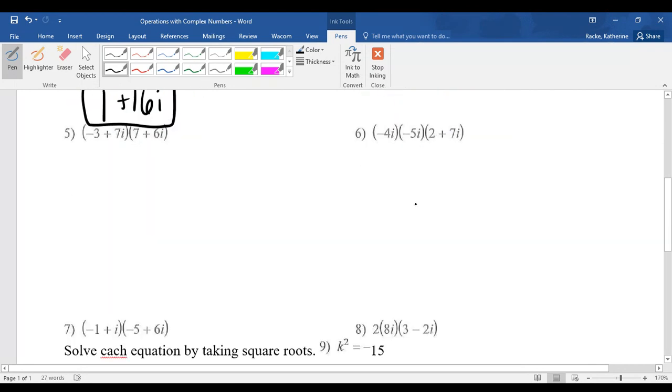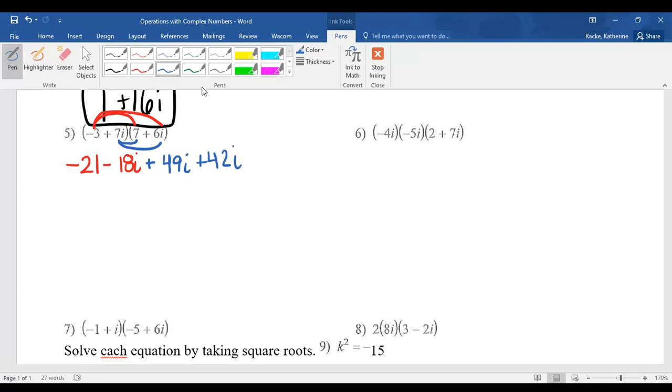All right, number 5, we have parentheses coming back to back to each other. When there's no sign in the middle, that means we need to multiply. So it would be negative 3 times 7 to give us a negative 21. Negative 3 times 6i to give us a negative 18i. 7i times 7 gives us a positive 49i. Then 7i times 6i. So 7 times 6 gives me 42. And then i times i will give me i squared.